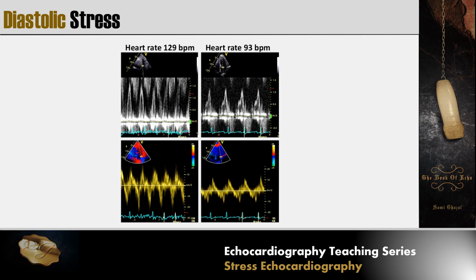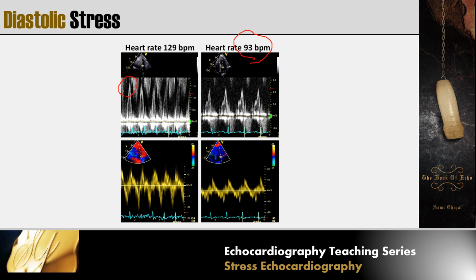In this example, you can see that at a heart rate of around 129, there is a single mitral inflow wave. So you don't know the E from the A. And around 93 beats per minute, you start to see separation, and then you can measure the E here.